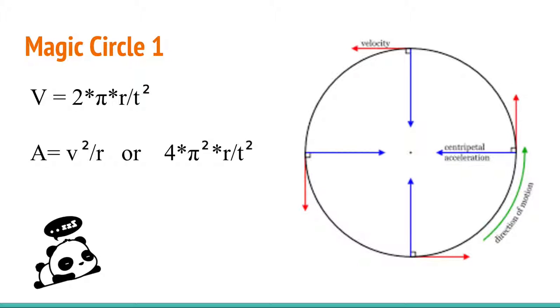We have our magic circle number 1, which is our horizontal circle. And because it's a horizontal circle, remember the force of gravity will not come into play whenever calculating the centripetal force. We have our two equations. Velocity is equal to 2 pi radius over period, and our acceleration is equal to velocity squared over radius, or 4 pi squared times radius over period squared.